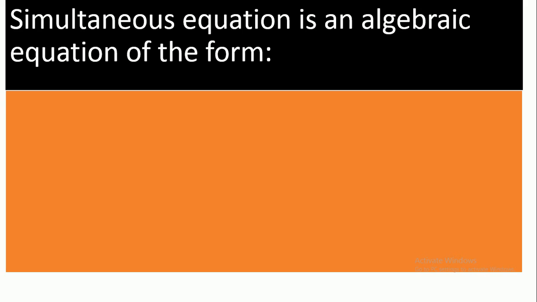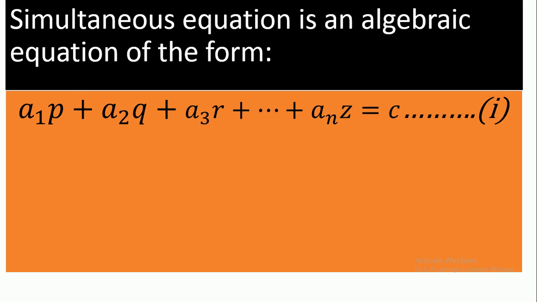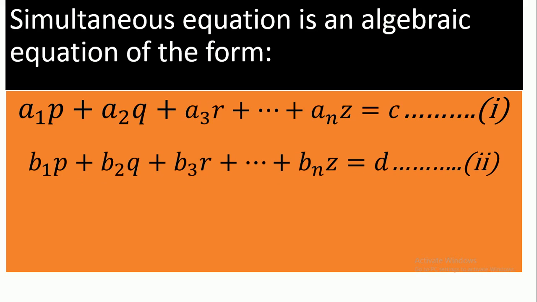First and foremost, I would like to talk about simultaneous equation. Simultaneous equation is an algebraic equation of this form: a1p plus a2q plus a3r plus ... plus anz equals c. Equation 1. Equation 2, b1p plus b2q plus b3r plus ... plus bnz equals d. So what we're trying to explain here is you're going to have a1, a2, a3 up to an to be some values, some integers. The same thing with b1, b2, b3, and the p, q, r will be variables.